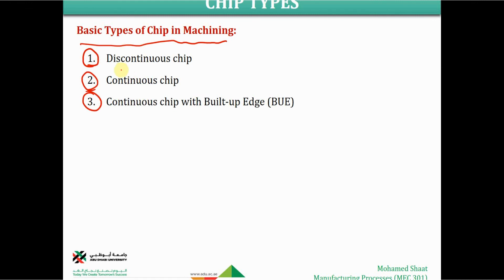One is the discontinuous chip. We do have continuous chip. We do have continuous with built-up edge chip, which is commonly BUE, stands for built-up edge, and this is one of the not recommended cases of the chip. We are trying to avoid this type of chip, or we have to take precautions in case we are going to have built-up edge, as I'm going to explain.